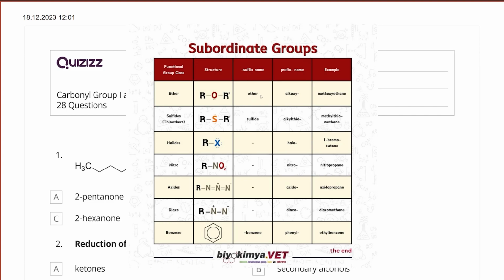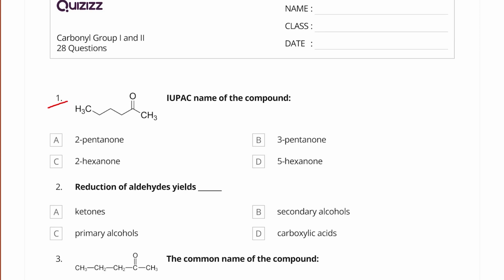For the suffix name here you see the sulfide. They are the common names actually. The prefixes are alkoxy, alkylthio, and the other ones. So after this little reminder, let's start the questions. Yes, let's start with question 1.